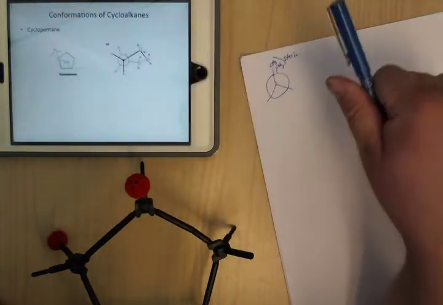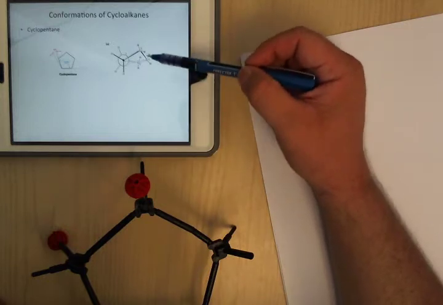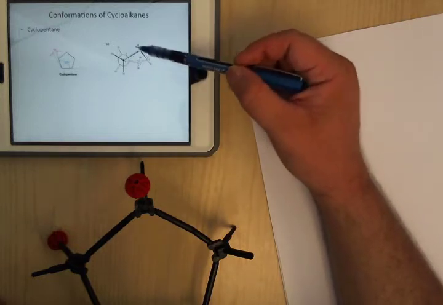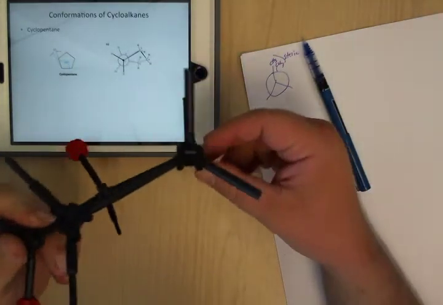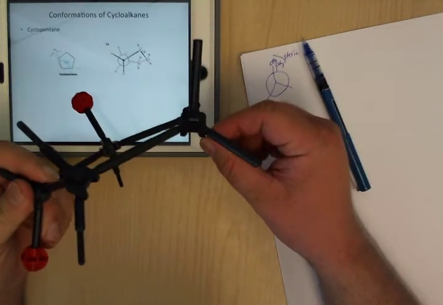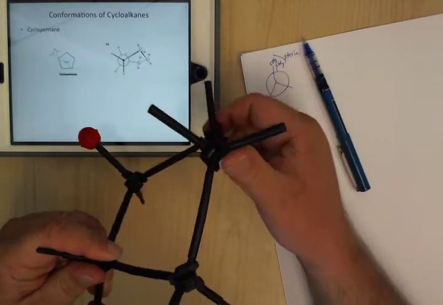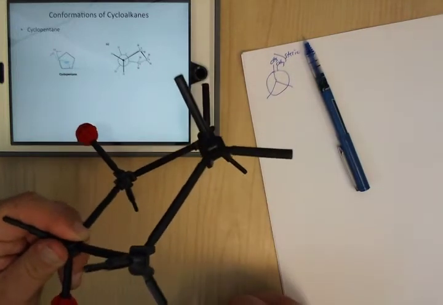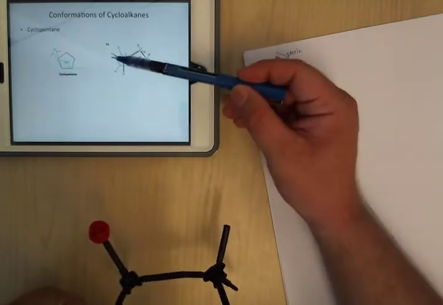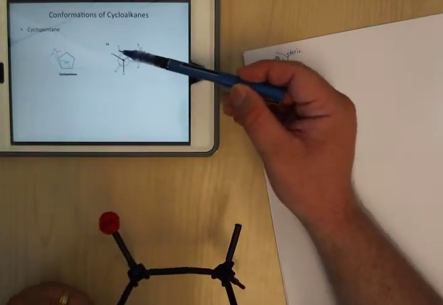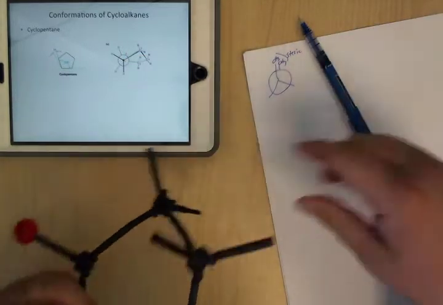Okay, once you get to cyclopentane, what happens is you're getting much better bond angles, but again, you have to deal with this eclipsing interaction here. If it was flat, these guys would be eclipsed, so what it does is it twists a little bit, and now they're not quite as eclipsed as they were before. So it's not completely staggered, but it's not eclipsed. It puckers a little bit to relieve that steric strain.